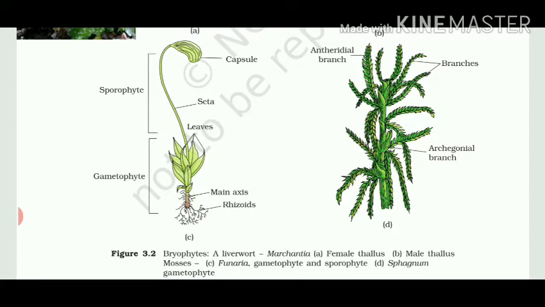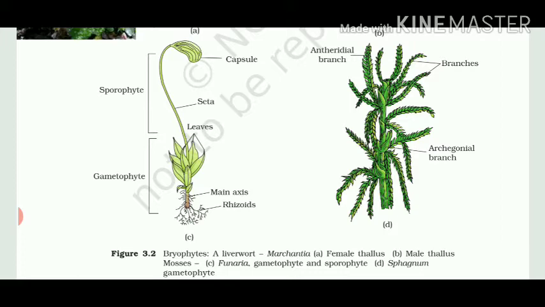Now what do we mean by sporophyte and gametophyte body? First of all, if we say a plant body gives rise to spores, some structure should be there that can make spores, and that structure is called the sporophyte. And secondly, if we say gametes are produced, the structure from where gametes are produced is known as the gametophyte. So students, I am repeating, the Funaria diagram is very important.